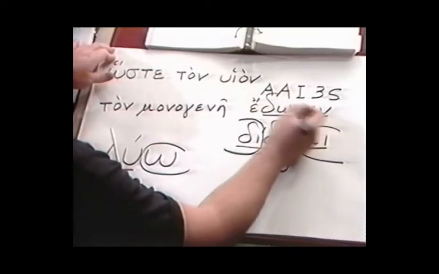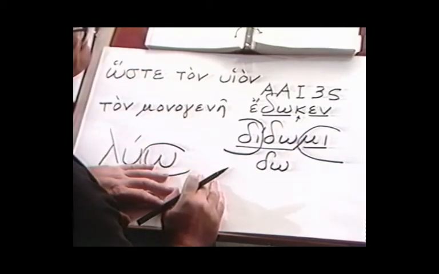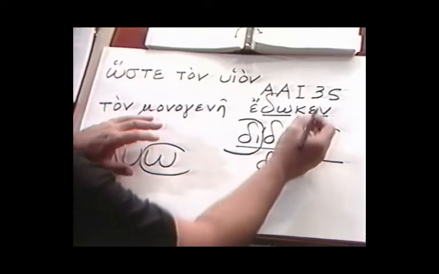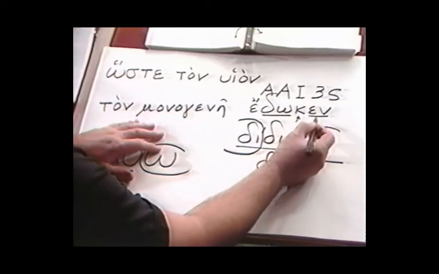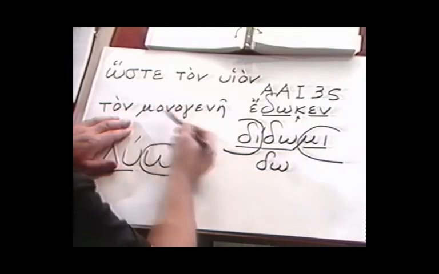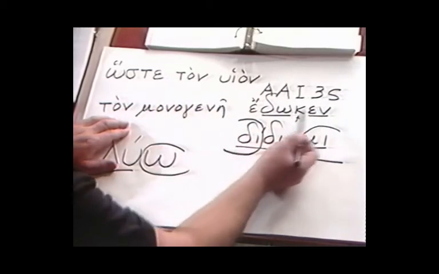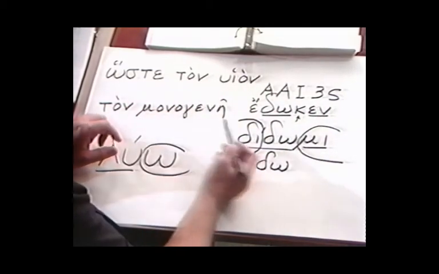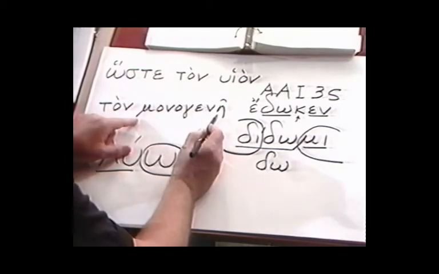Now, we have the verb in the third singular, he gave. After we analyze the verb, we want to see if the subject is further expressed. Now, the verb is third singular. If the subject is further expressed, what would we be looking for to see what it might be? We would look for a singular nominative, right? And in this clause, do you see a singular nominative? Oh, this word monogene might look like one, huh?